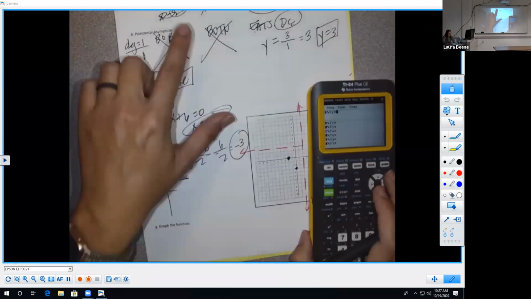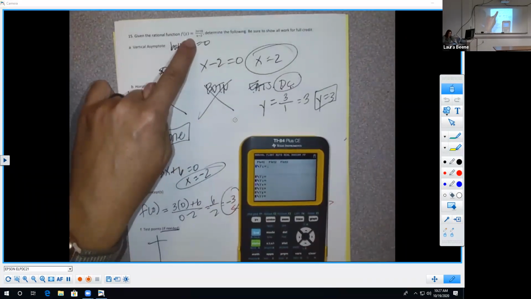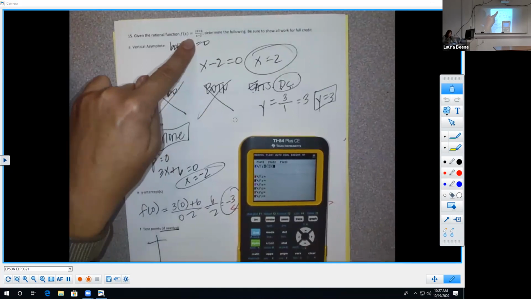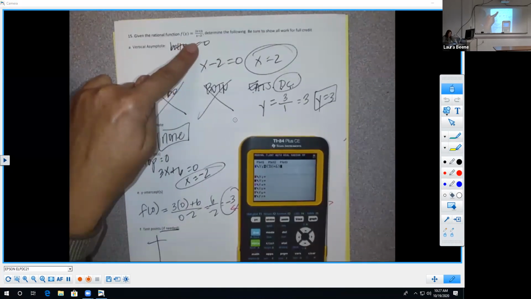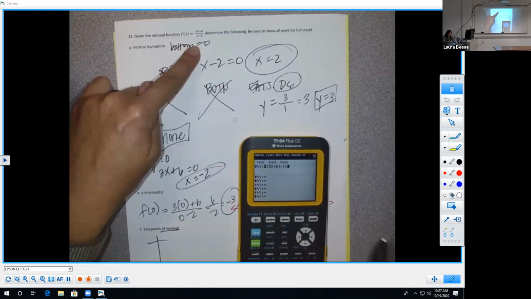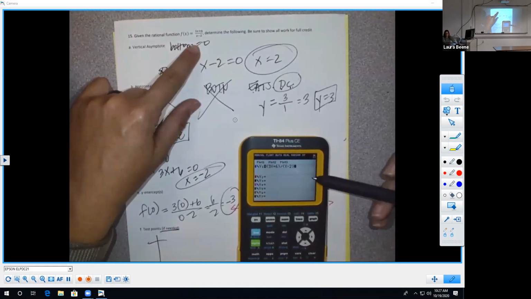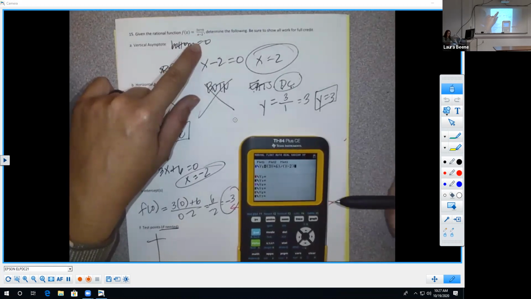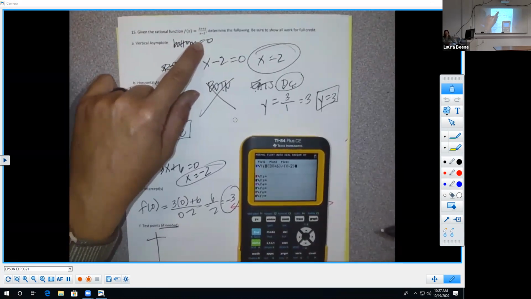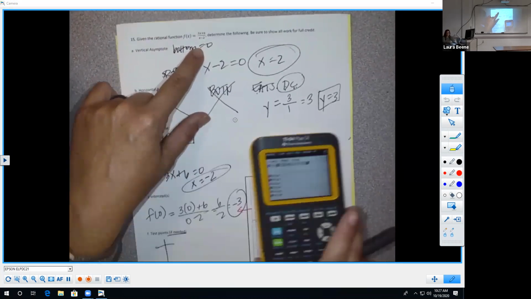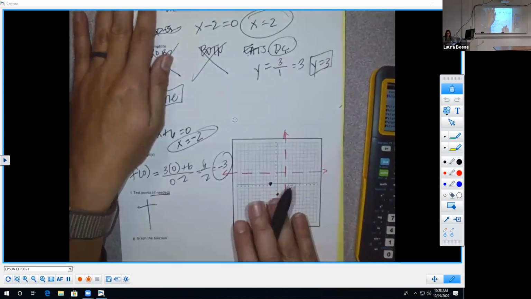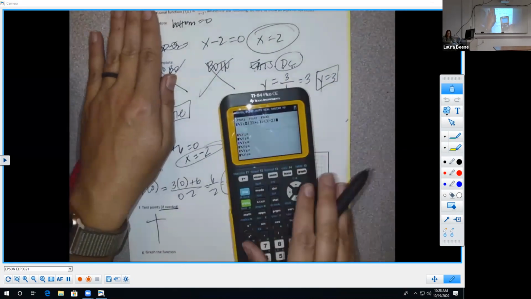Okay, so I need to put this graph in my calculator. Do not forget parentheses: 3x plus 6 on top divided by parentheses x minus 2 on bottom. If you have problems putting things in your calculator or getting information from your calculator, I can answer those questions on your test. I can't answer how do I graph this. But I can answer calculator questions.